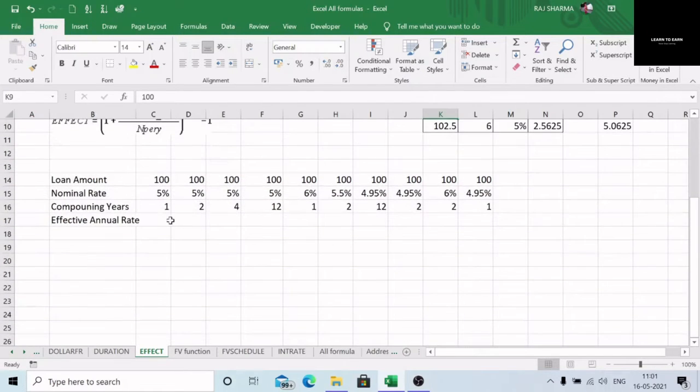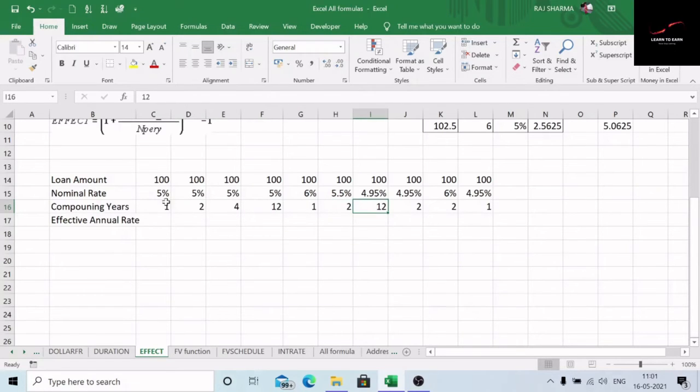Here you can see a loan is there. You have taken a loan of 100 rupees and the nominal rates of interest on these loans are different, like 5%, 5%, here 6%, 5.5, 4.9. So different interest rates are there, and the interest compounding frequency is also given to you. Like it is annually, semi-annually, quarterly, monthly, and yearly.